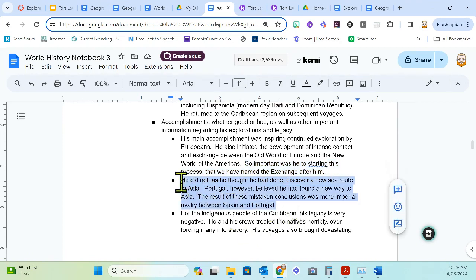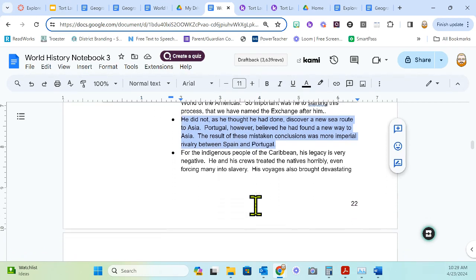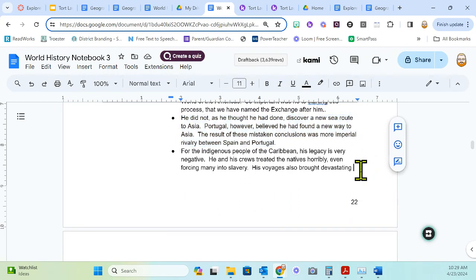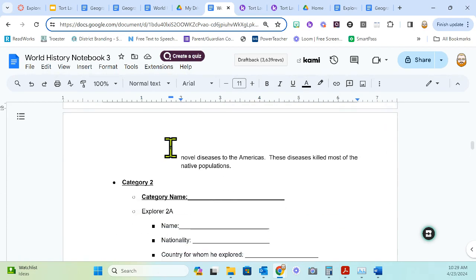He did not get to Asia, right? He thought he had. Portugal thought he had too, and this caused some tensions between the Spanish and the Portuguese. And finally, in terms of accomplishments, as I said, these could be bad things for the indigenous people of the Caribbean. His legacy is negative for two reasons. One, he and his crews treated the natives very badly, including enslaving many of them. Also, his voyages brought diseases that wiped out the vast majority of some native populations.